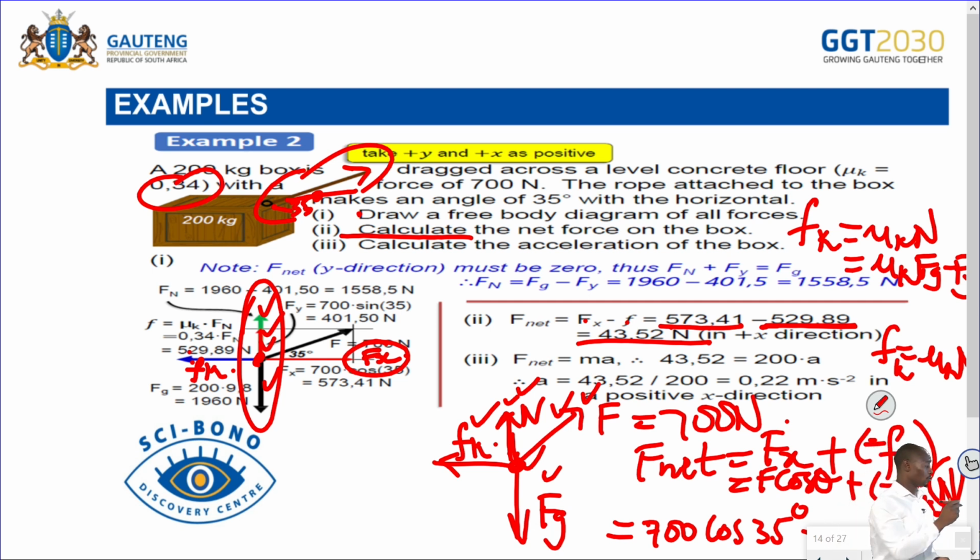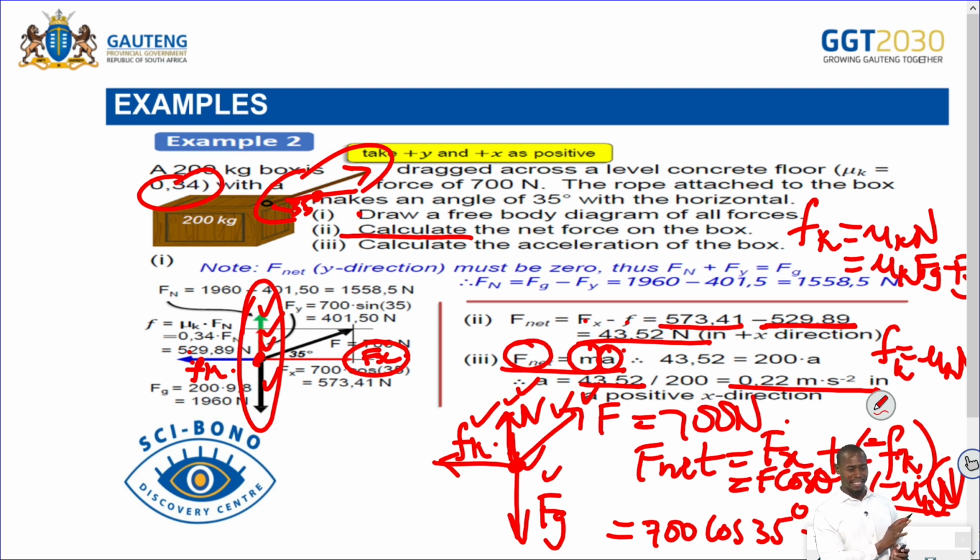Then the equation is F net equals MA. Already I have F net, which is 43.52, and my M here is 200. So F net equals MA, 43.52 equals 200 times A. Then A will be 43.52 divided by 200, which is 0.22 meters per second squared in the original direction of motion, right? So there's a lot of work that we're supposed to do here.